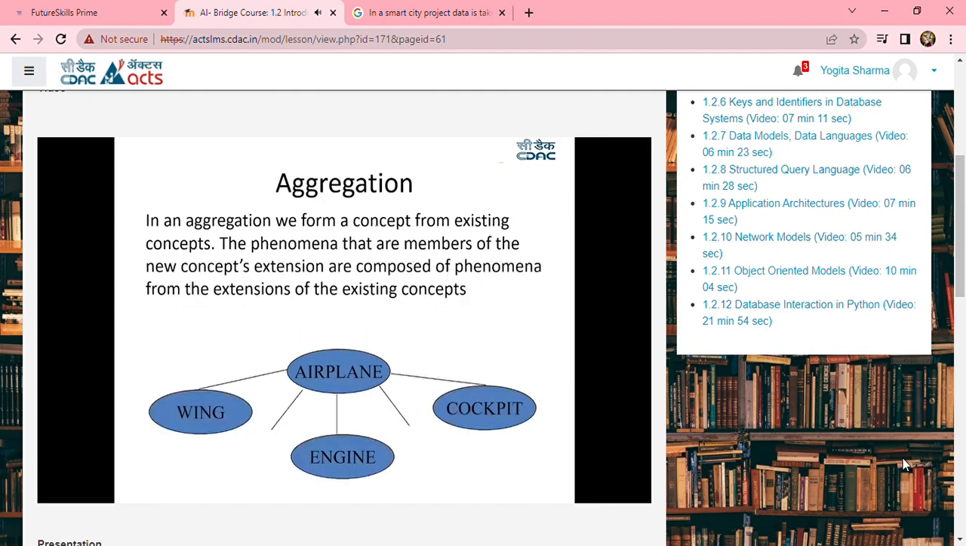In an aggregation, we form a concept from the existing concepts. The phenomena that are members of the new concept's extension are composed of phenomena from the extensions of the existing concepts. For example, if you just take an airplane, the airplane is a concept which comes with a wing, engine, and the cockpit. So the extension of this aggregation might be the crew management, right? Might be the maintenance, right? So this is called aggregation. That means all put together will lead to a concept, right? So this is the aggregation abstraction.